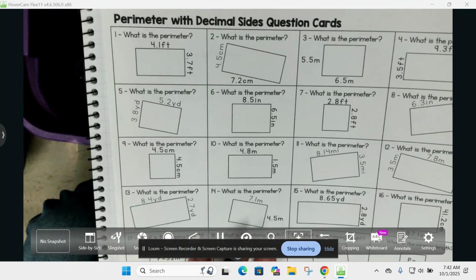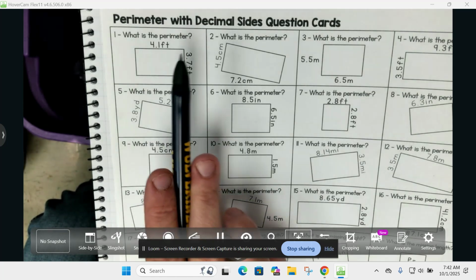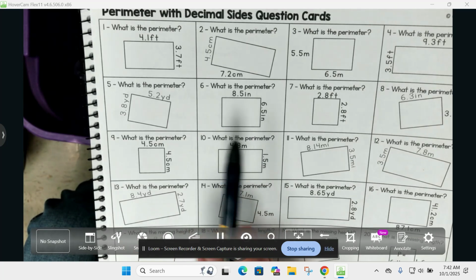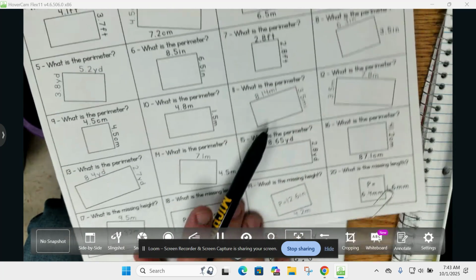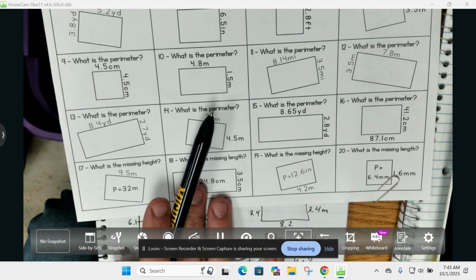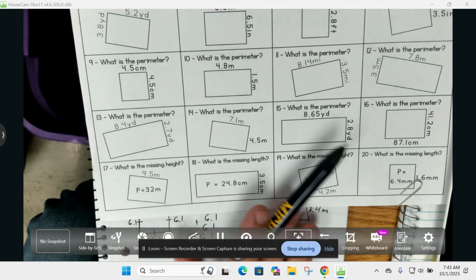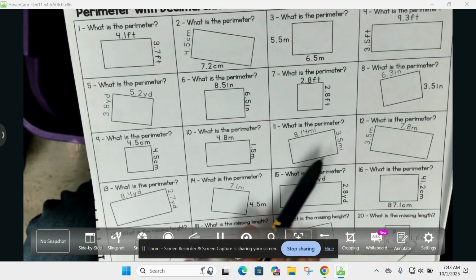This is the perimeter question game. It's going to ask you, what's the perimeter? So again, notice they only give you two numbers. Let's see if there's anyone who gives you just one number. Okay, doesn't look like it. So they just say, what's the perimeter?